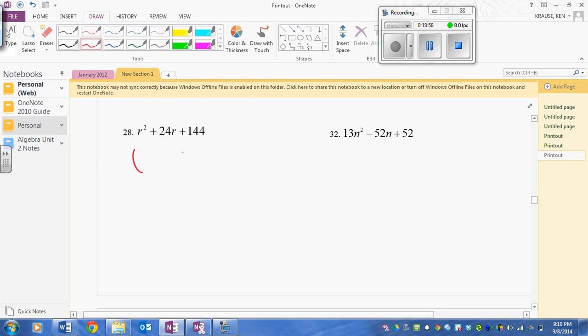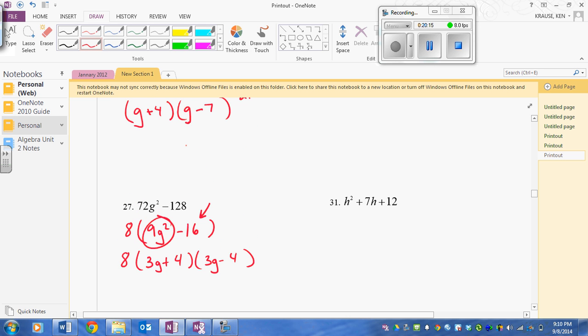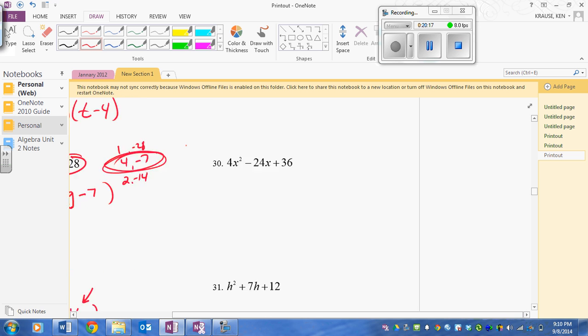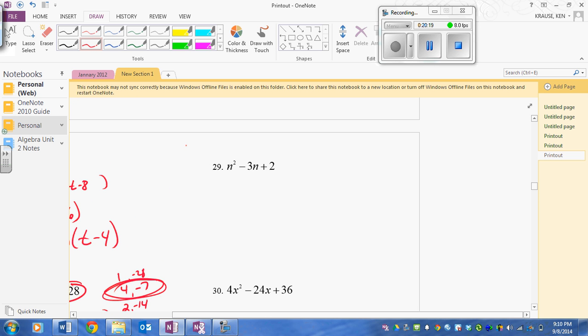Two numbers that multiply to 144 that add up to, excuse me, multiply to 144 that add up to 24. So that's pretty simple. Plus 12, plus 12. Gosh, we're still going. And signs have to be the same. They both have to be negative. Negative, negative. There's only one way to multiply the two.